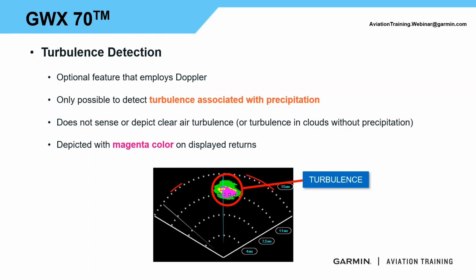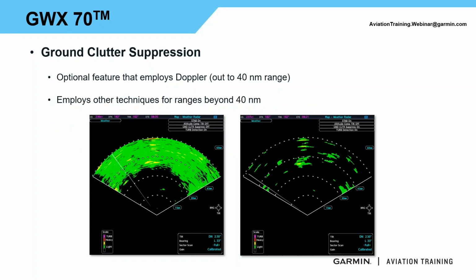And it does have to be associated with precipitation. It's not going to just be clear air turbulence. We can't paint clear air turbulence, but if it is associated even with light precip, then we can paint the turbulence on there or display that.